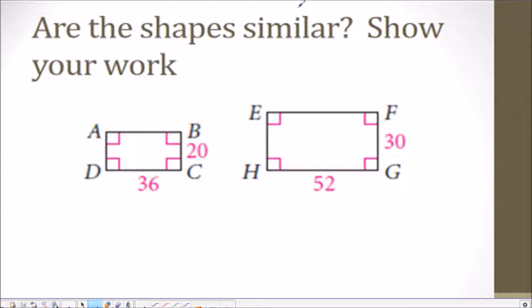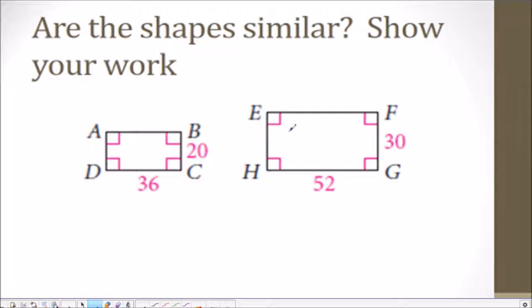All right, here we've got a type of question that we're probably getting pretty used to. Are the shapes similar? So we're going to check. Are the angles congruent? Okay, this has only 90-degree angles. This also has only 90-degree angles. So we got that part. Are the side lengths proportional? Okay, we need to check that. And there's an easy way to do that.